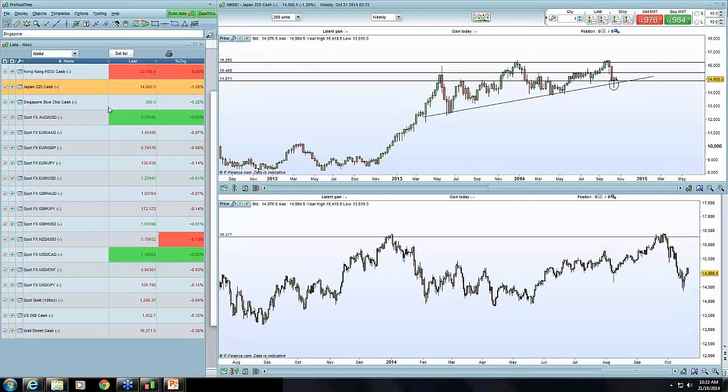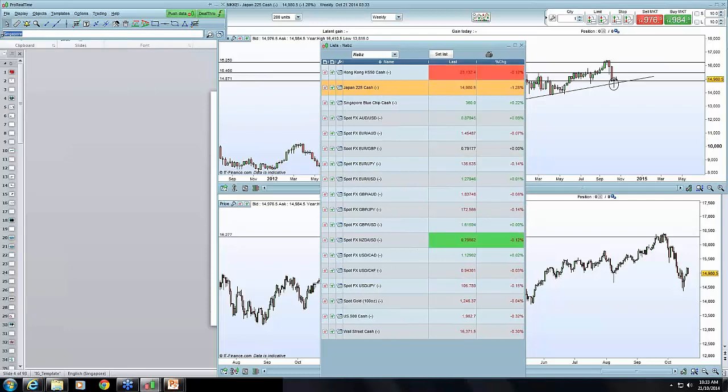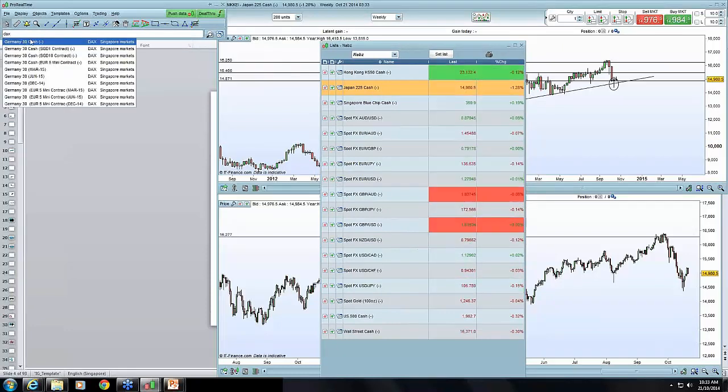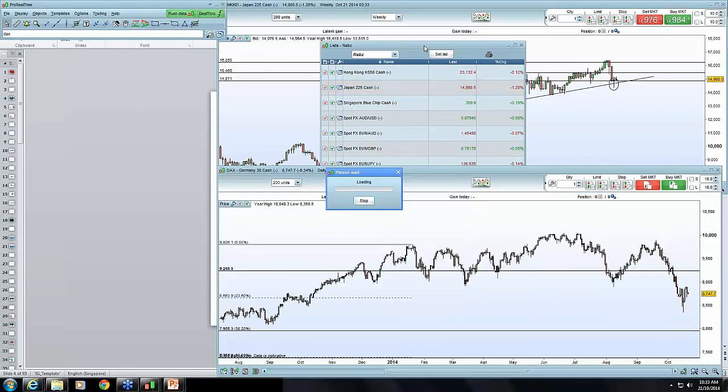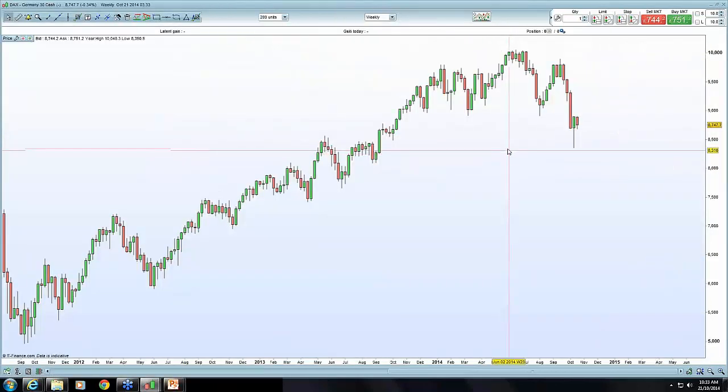I have a question. Can you look at the DAX? Sure, let's look at the DAX now. For those of you that are not familiar, the DAX is basically the German index. Okay, let's look at the DAX right now.